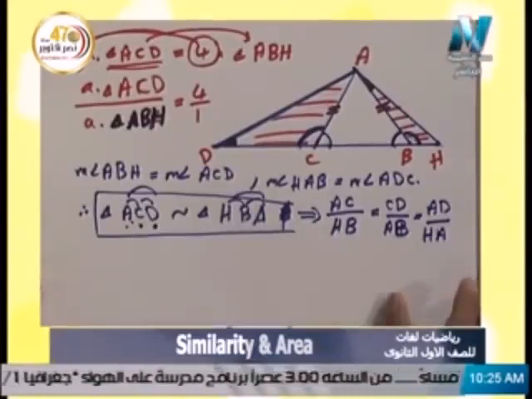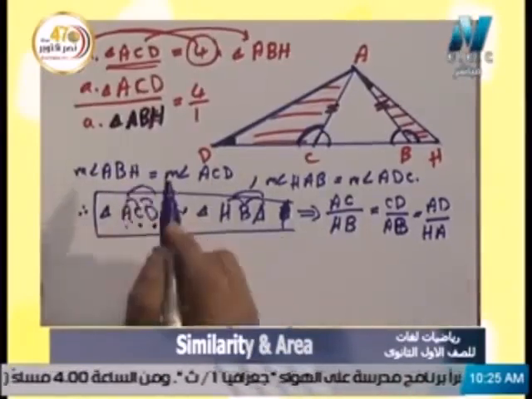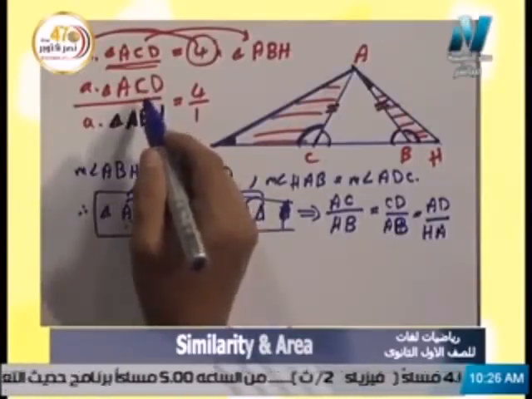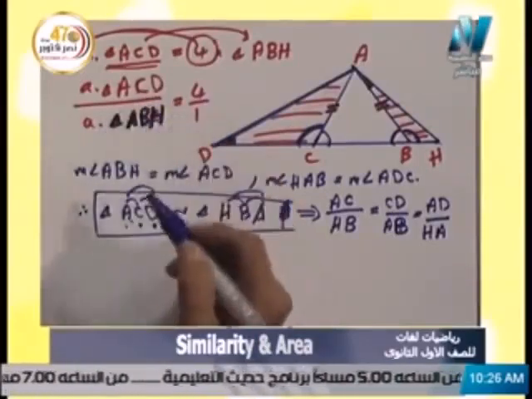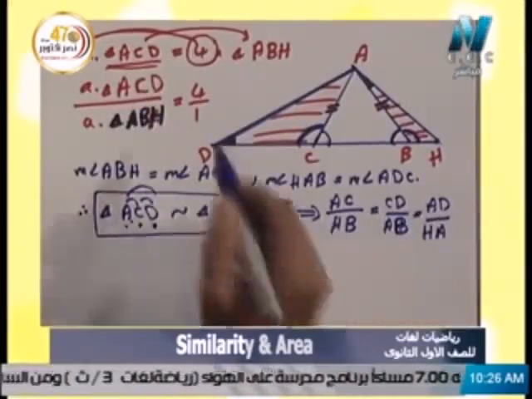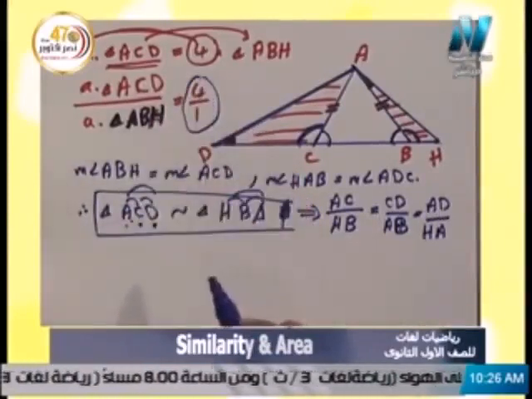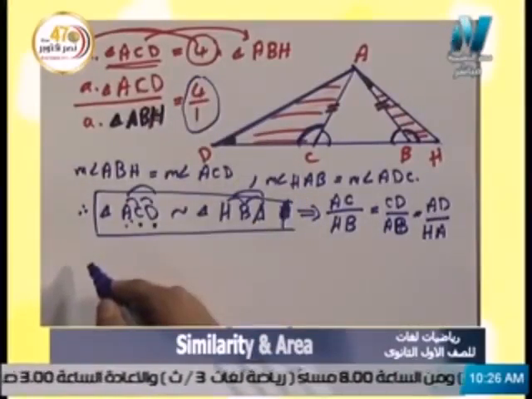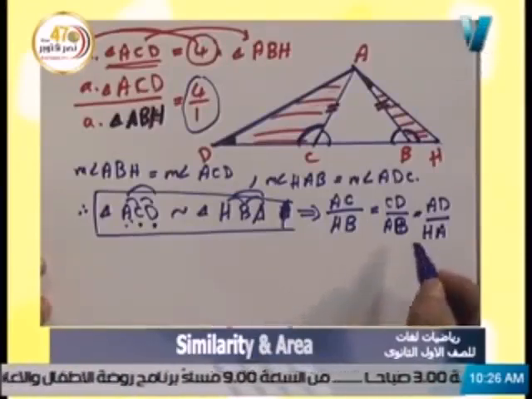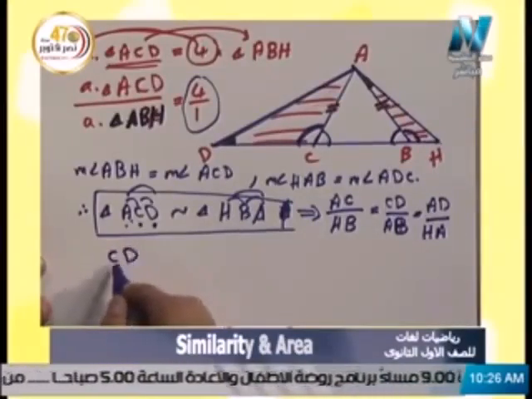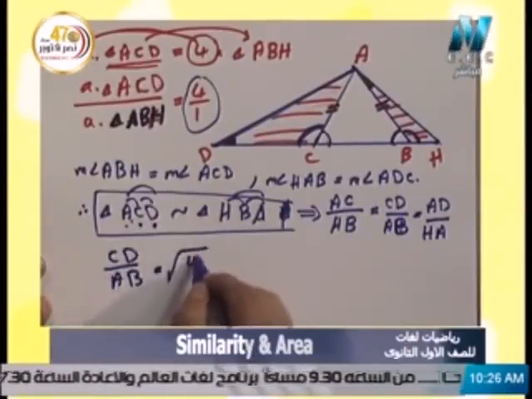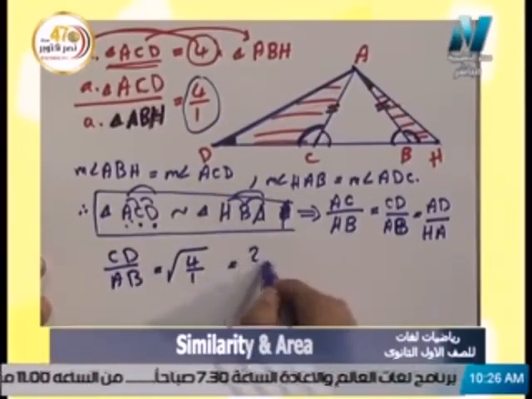Okay, and we know that for the similarity between the two triangles, the ratio of areas between the two triangles will be 4 over 1. So each ratio of these equals the square root of 4 over 1. So we can say that CD over AB equals square root of 4 over 1. So it's equal to 2 over 1.